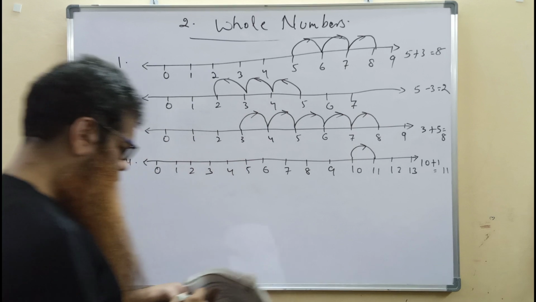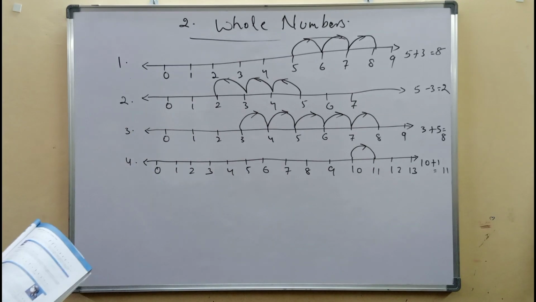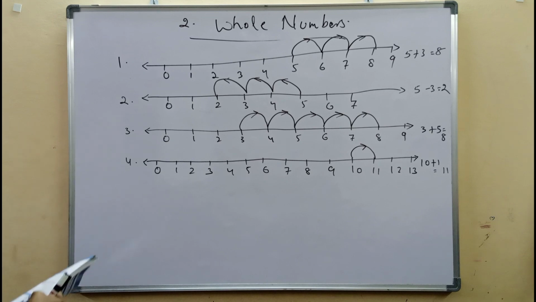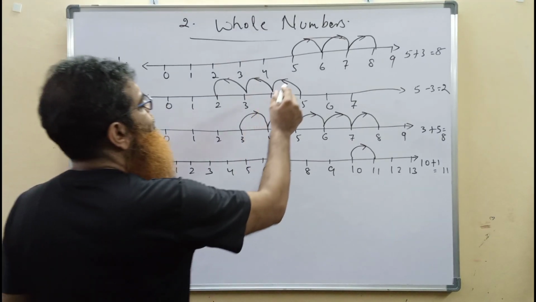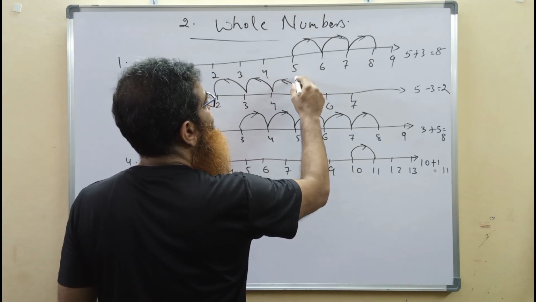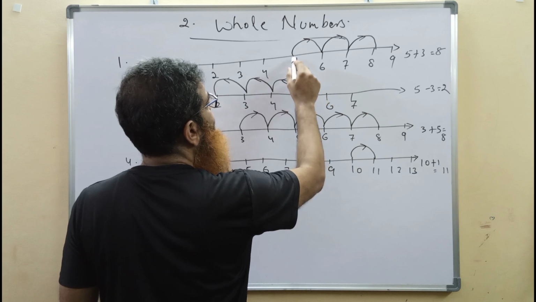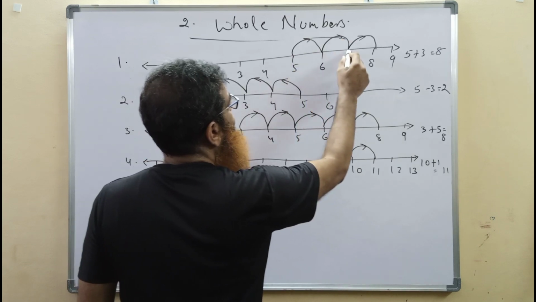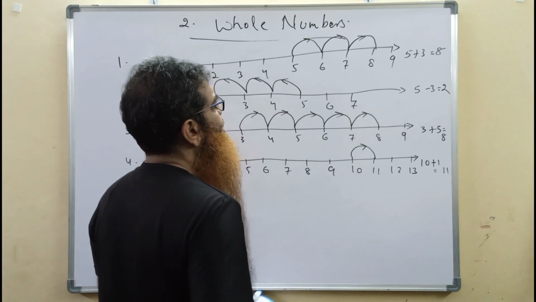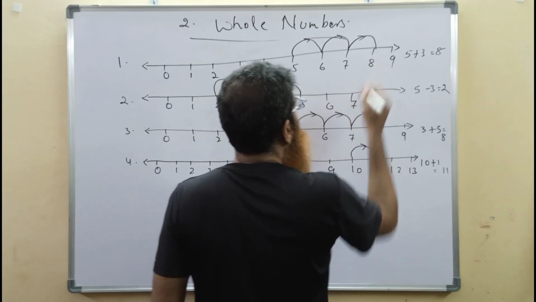So this concludes the Do This series in page number 17. First we try to do 5 plus 3. From 5 we are adding, so we are jumping towards the right, we are jumping 3 numbers from 5, 1, 2 and 3. So we end at 8. So 5 plus 3 is equal to 8 as you can see here.